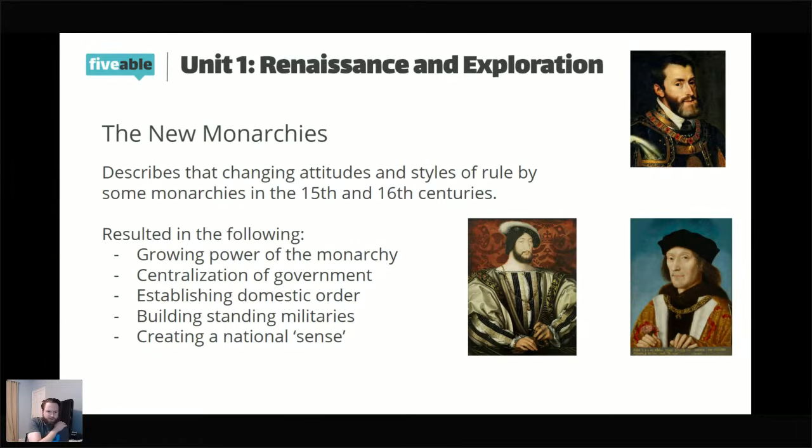The AP exam from last year had a question on the new monarchies. Go take a look at it to kind of see the frame in which College Board wants you to think about new monarchies. But that is enough of Unit 1. Let's jump to Unit 2.